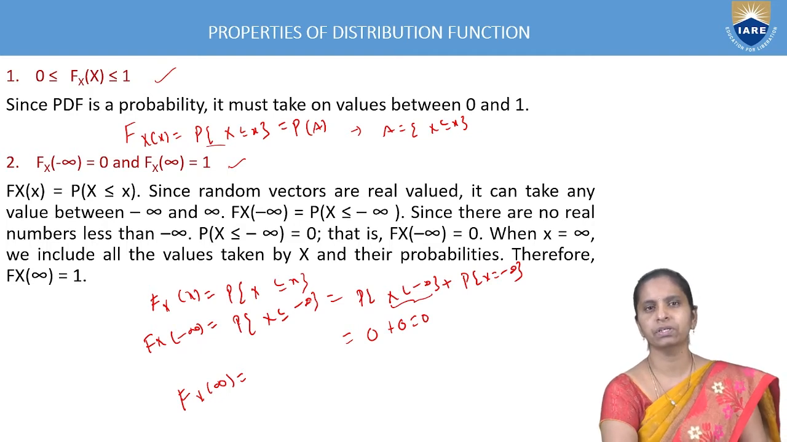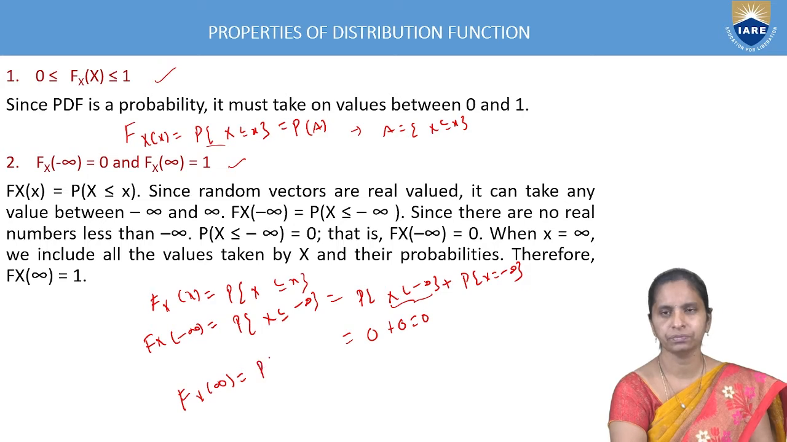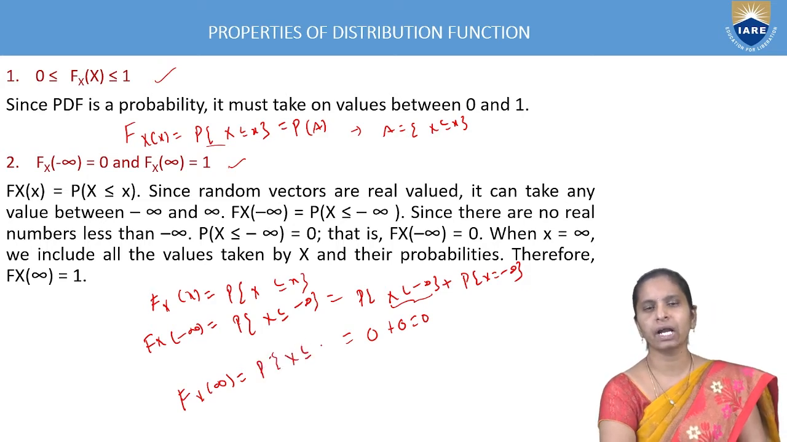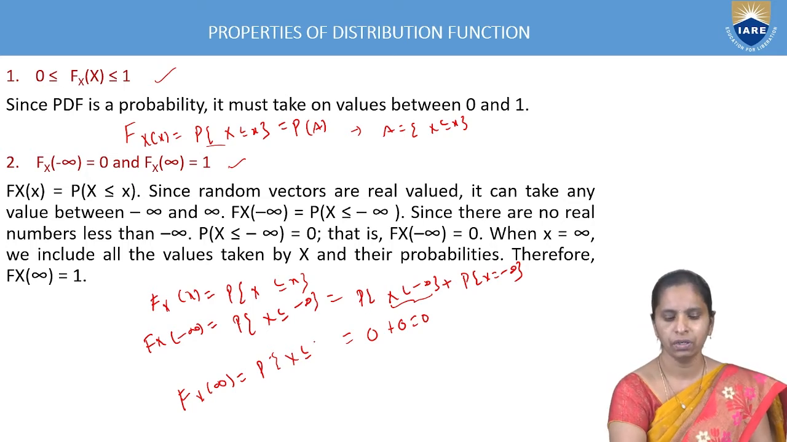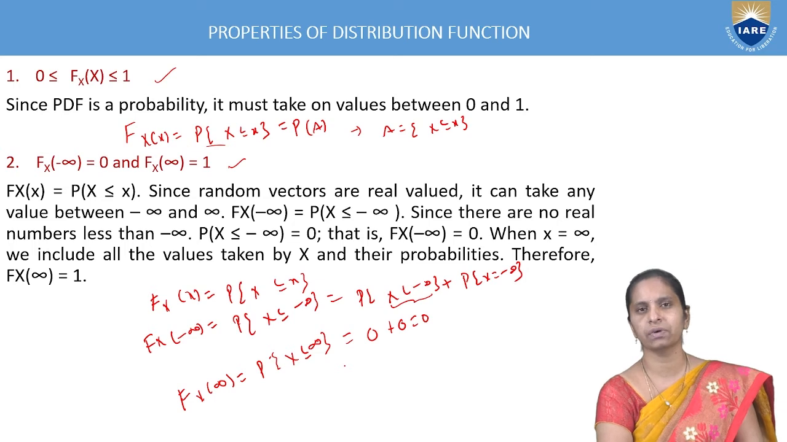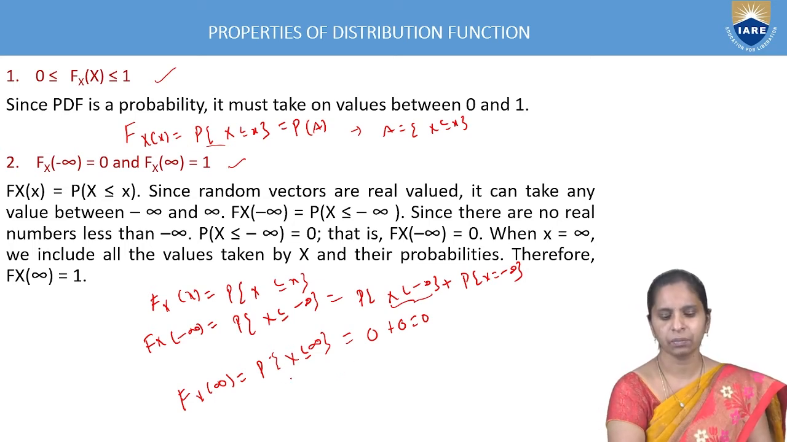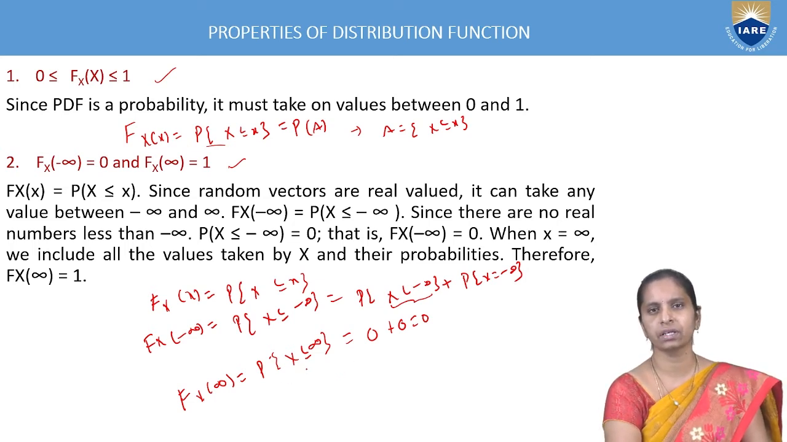Now, we know the definition of the distribution function. It states that the probability of the event X is less than or equal to x. We want to calculate the distribution function at x equals infinity. Therefore, take the small x value as infinity. So, it's nothing but P of X less than or equal to infinity.